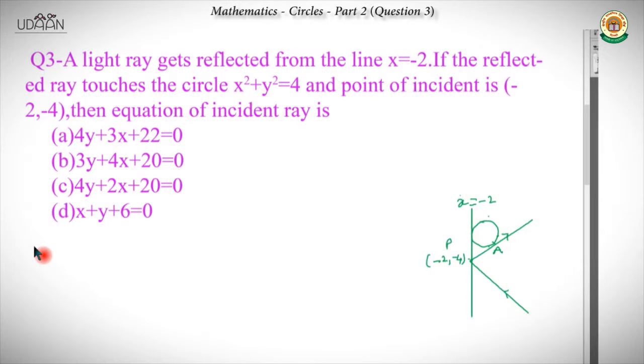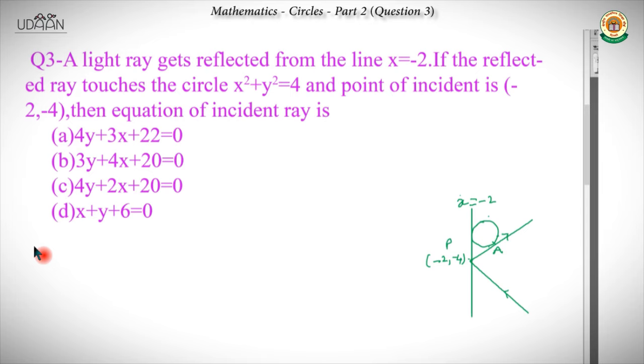Alright, so we have question 3 over here, which says a light ray gets reflected from the line x equal to minus 2. If the reflected ray touches the circle x square plus y square is equal to 4 and the point of incidence is (-2, -4), then the equation of the incident ray is: 4y plus 3x plus 22 is equal to 0, 3y plus 4x plus 20 is equal to 0, 4y plus 2x plus 20 is equal to 0, or x plus y plus 6 is equal to 0. Alright, let's see how to answer this question.